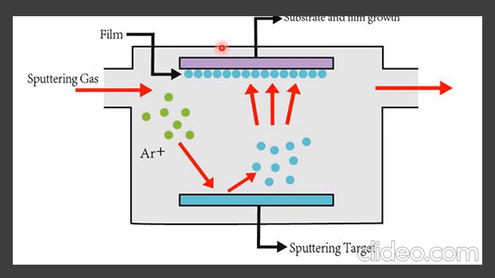In the next slide I will briefly explain magnetron sputtering. What is the difference between this simplest sputtering process and the magnetron sputtering process?